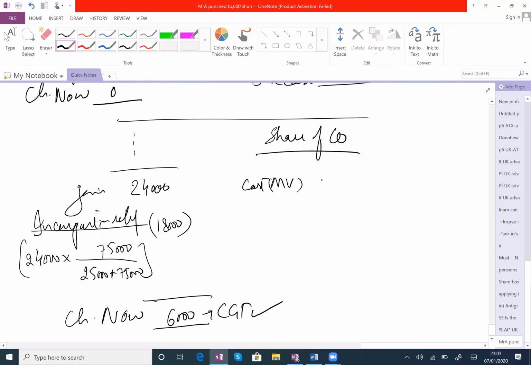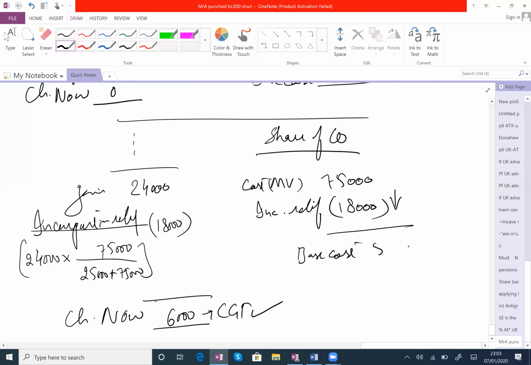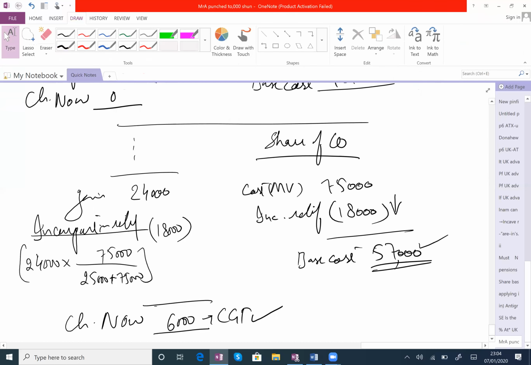Market value of the shares, is market value given or not? 75. If today I reduce the shares' cost by the incorporation relief, the deferred gain is 18,000. If today you reduce the cost of shares by 18,000, your future gain will be increased. So the base cost of shares will be 57,000. Whenever you sell these shares in future, you will use this base cost. Got my point?